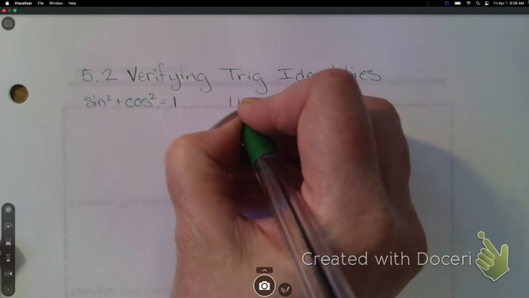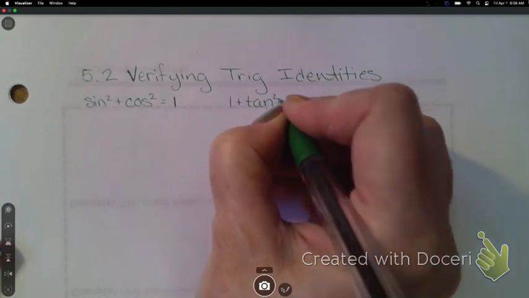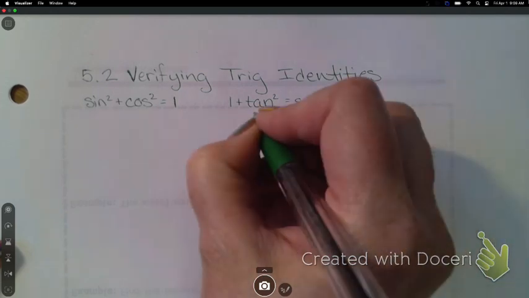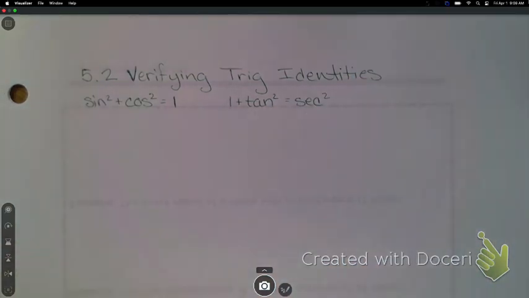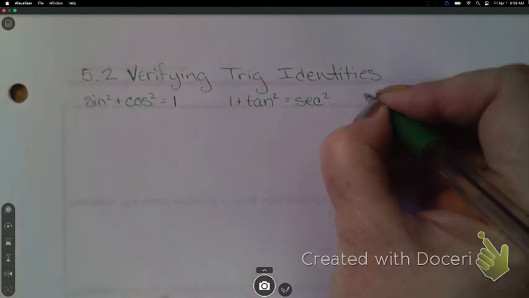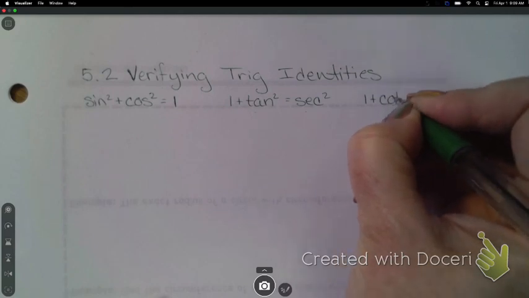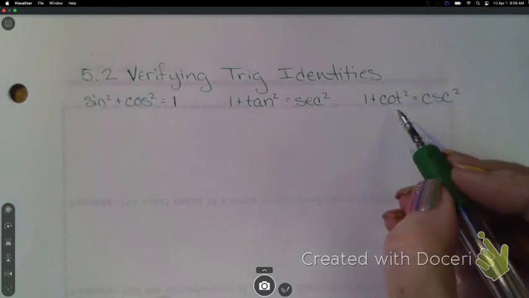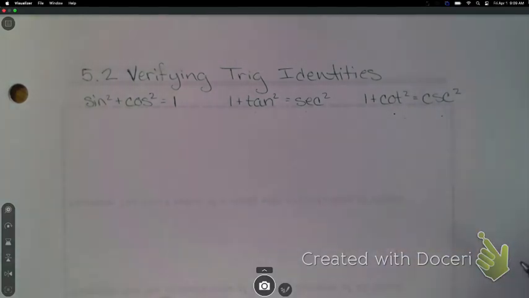And 1 plus tangent squared is secant squared. How can we remember that it's tangent and secant? What's in the denominator of both tangent and secant? Cosine. And 1 plus cotangent squared is cosecant squared, because sine is in both denominators. Okay? So those are the 3 that we should remember. Anytime you see squareds, you should be thinking Pythagorean, all that kind of stuff.